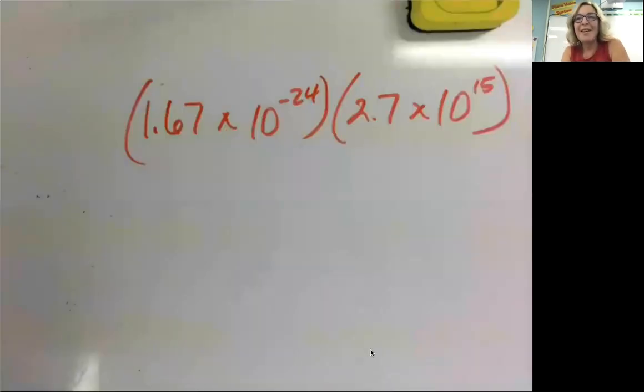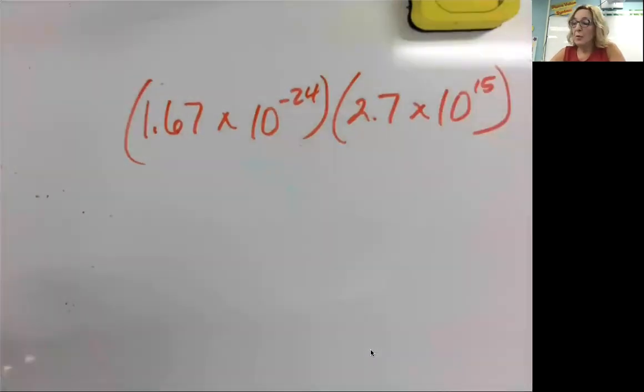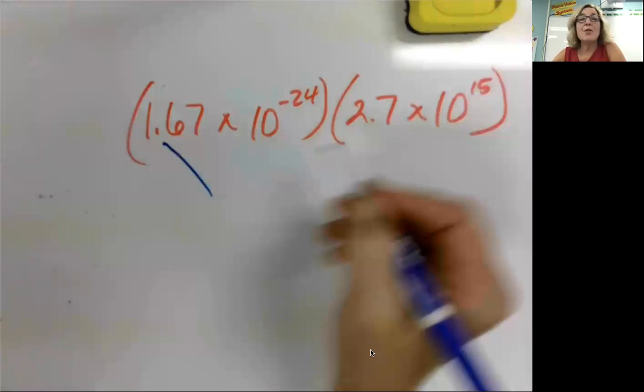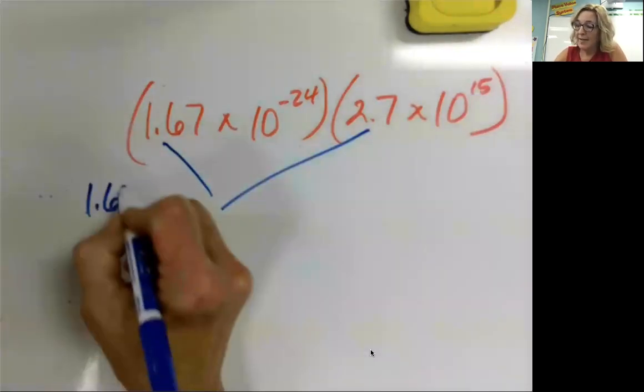So jot this one down. This one's a little hairier because we have decimals that we have to multiply, and we have a positive and a negative power of 10. So again, let's do the coefficients first. So we would do 1.67 times 2.7, and I'm going to just line this up.